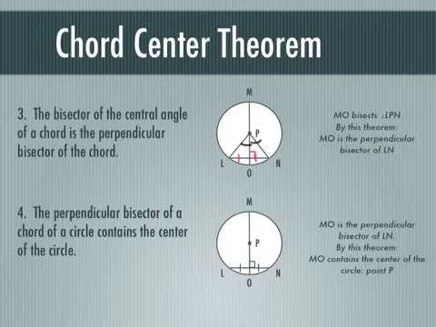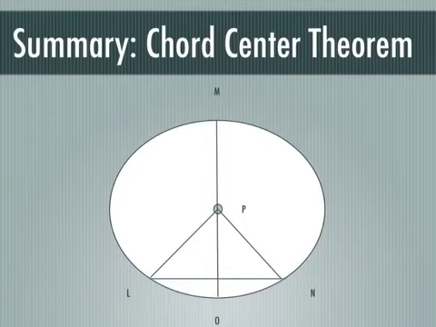I know that's a lot to wrap your head around, so let's kind of summarize that. In this situation here, if you've got this line that goes through the center of the circle, you know several things. You know that these angles are congruent. You know that that angle is cut in half. You know that you have a right angle right here. And you know that these two pieces are congruent. Okay?